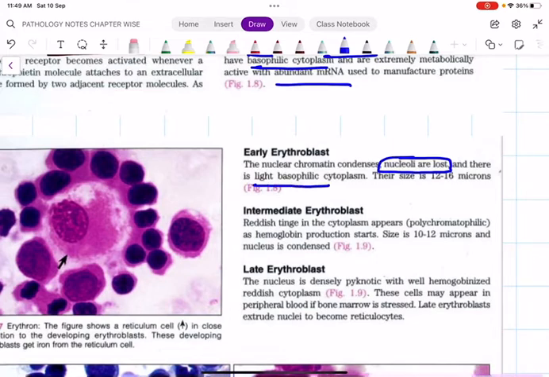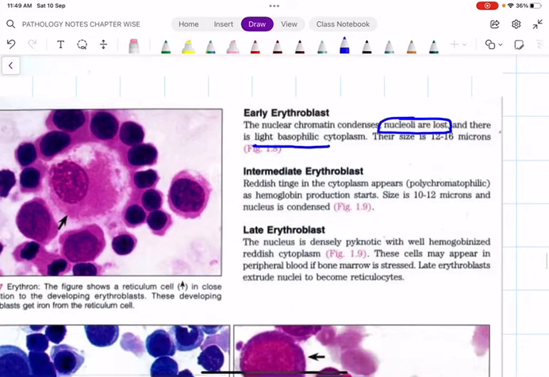Then we have the intermediate erythroblast. Intermediate erythroblast means it will have a reddish tinge. Why reddish tinge? Because hemoglobin starts to appear from the intermediate erythroblast, also called polychromatophilic. Why polychromatophilic? It has a reddish tinge as well as basophilia. That is why it is called polychromatophilic.